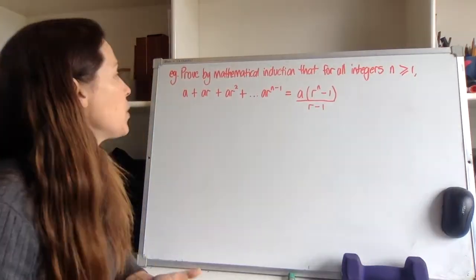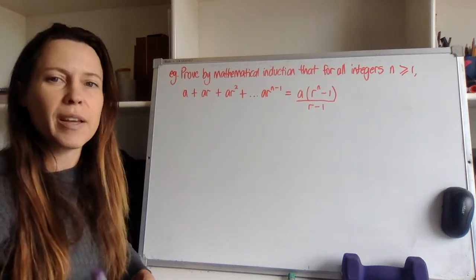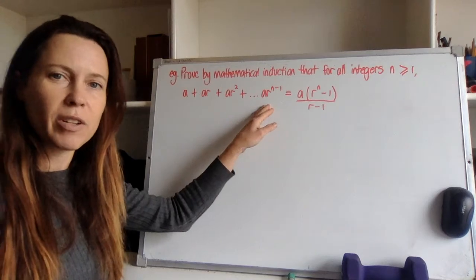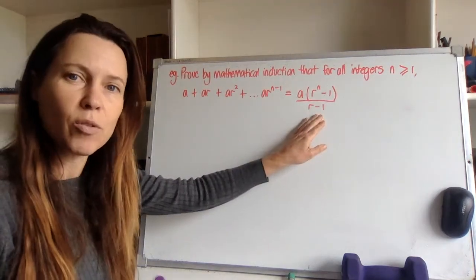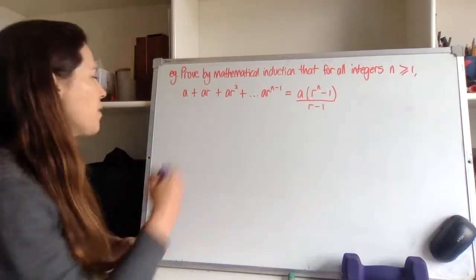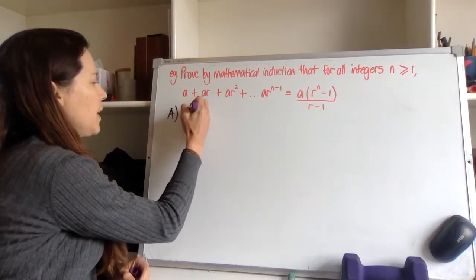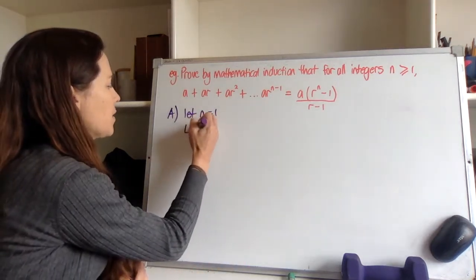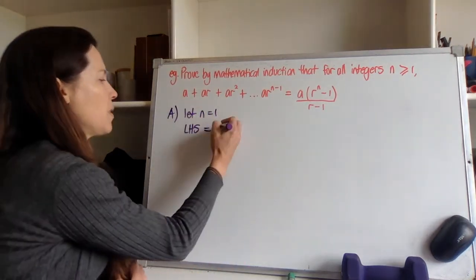For our next example, we need to prove by mathematical induction that for all integers greater than or equal to 1, the sum of a geometric series is this formula that you've already learnt how to use and should be quite familiar with by now. So the first part of our proof, we need to just let n equal 1 and show that it's true. So the left-hand side, when n equals 1, would just be a.